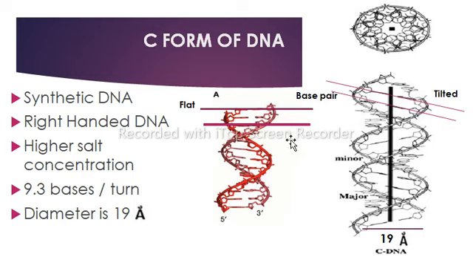C form of DNA is synthetic and right-handed twisted DNA. This form of DNA is present at higher salt concentration. Also they have 9.3 base pairs per turn. Like A DNA, the C DNA does not have base pairs lying flat. Their base pairs are not flat, just like A form of DNA, because it has tilted base pairs.